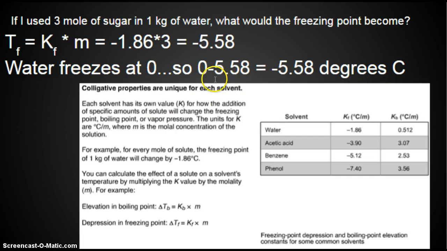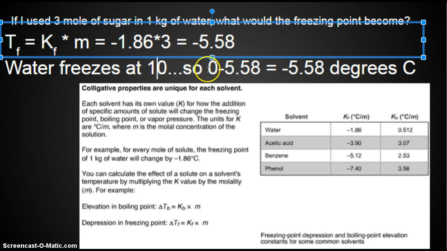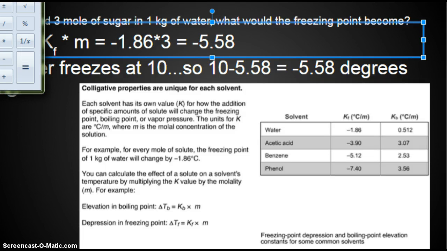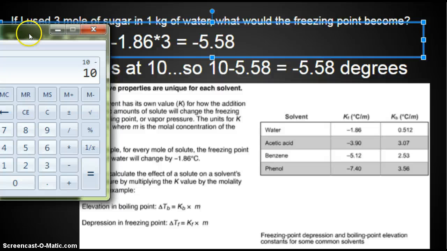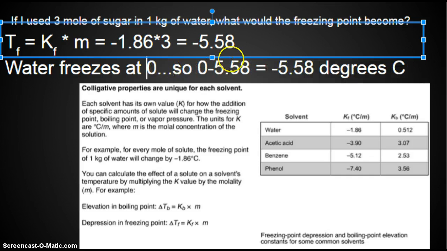Now, if you're like, really, do I have to subtract it from 0? For water, obviously no, but different substances have different freezing points. So if the freezing point was, let's say, 10, then that's going to change my answer, right? Because now I would have to actually do the math and say 10 minus 5.58, my new freezing temperature would be positive 4.42. So again, this is if it was a different chemical. So if a different chemical froze at 10 degrees. But again, water freezes at 0.